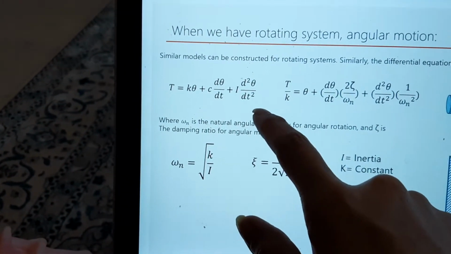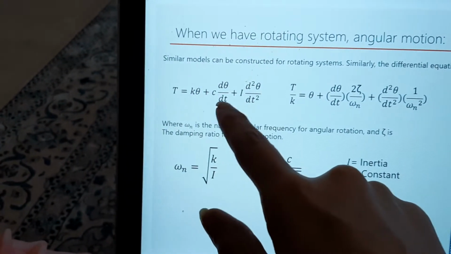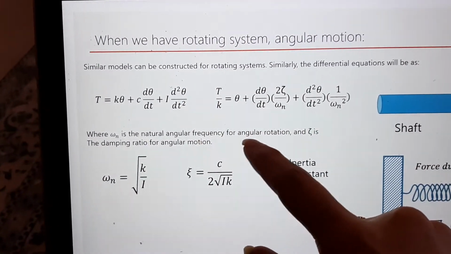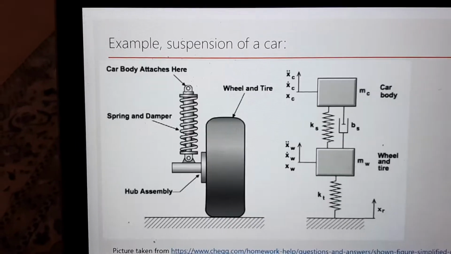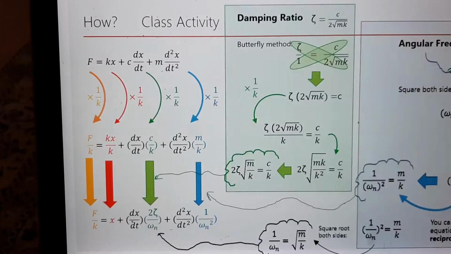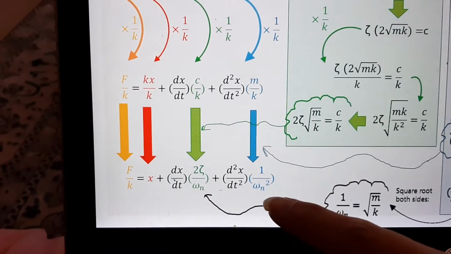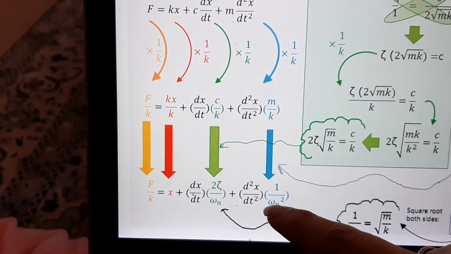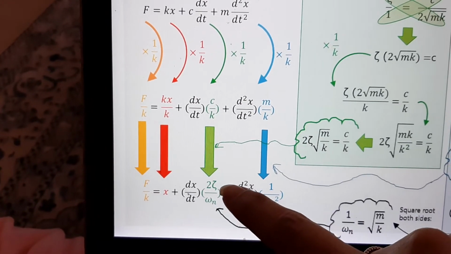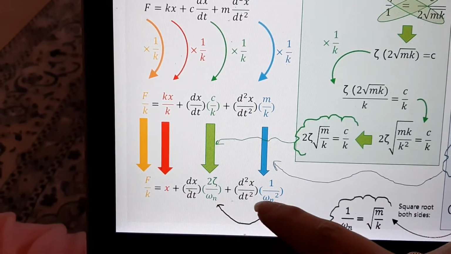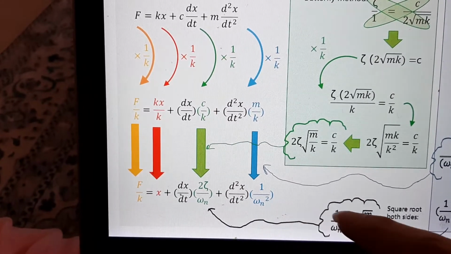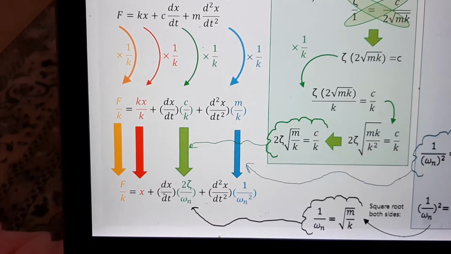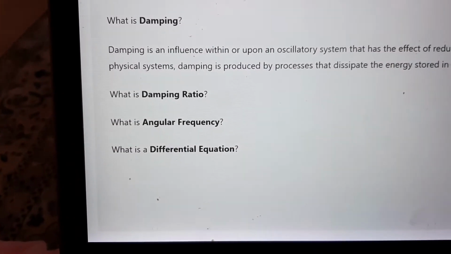And then if I divide both sides by k, I will have this equation, as you can see. It is very similar to the one that we had earlier. It is only different because we are replacing the parameters from linear or straightforward movement to rotating or angular movements.